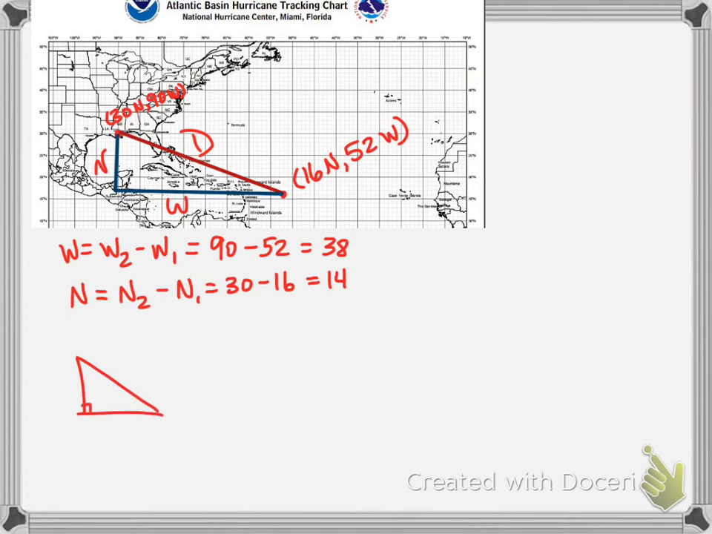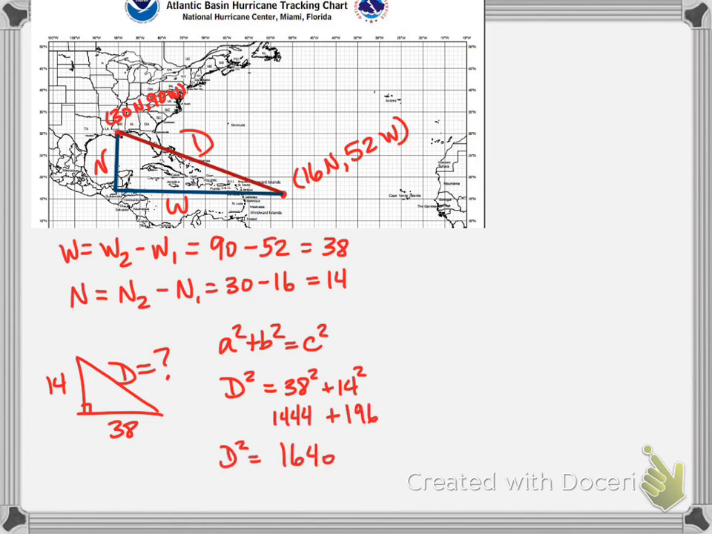So we have 38 is our bottom side. 14 is our vertical side. We're looking for our distance. So we're going to plug that into our a squared plus b squared equals c squared. And we're going to say, okay, our distance squared is 38 squared plus 14 squared. I'm going to put this in a calculator because I could probably eventually do it in my head, but that would take a lot longer.